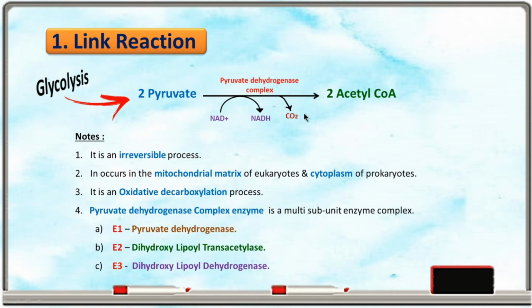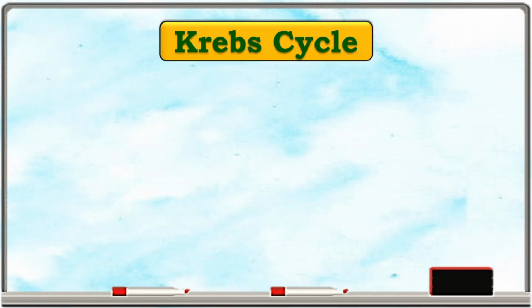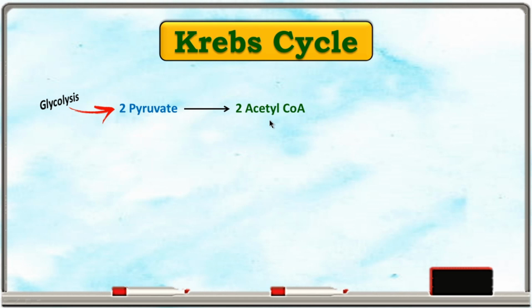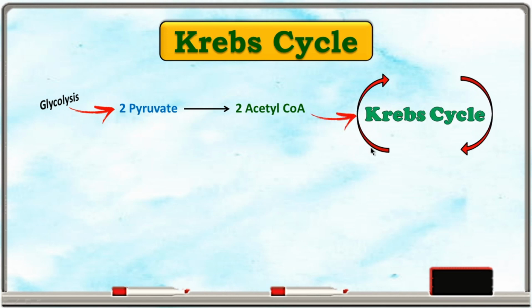So this is the total link reaction where the pyruvate molecule is converted into acetyl-CoA with the help of the pyruvate dehydrogenase complex. Now we will discuss the Krebs cycle. From the start of respiration, we know that glycolysis occurs, and two molecules of pyruvate are produced. These are converted into acetyl-CoA by the link reaction we have just seen, and then these two acetyl-CoA molecules enter into the Krebs cycle.